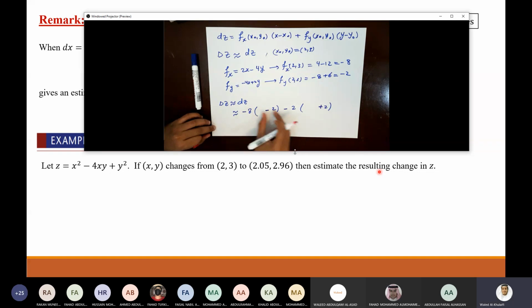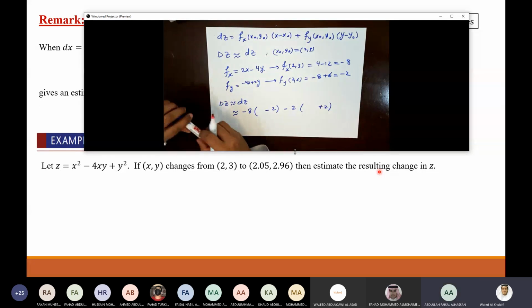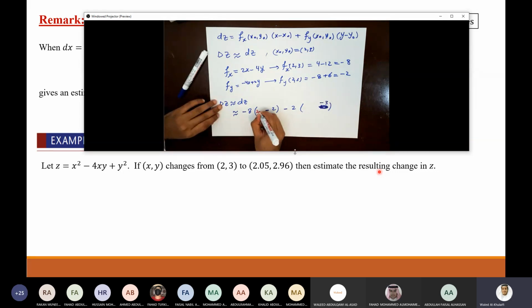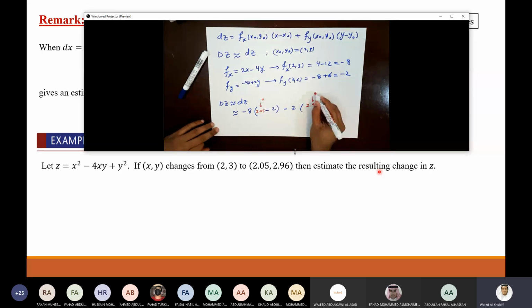Shabab, what should I put here? Sorry, I made 2.05. I made a mistake actually. So we have minus 3. Minus 3. Okay, yeah, so here I put 2.05. Well, here I put the other point, which is 2.96. Okay, this one is for x and this one is for y.